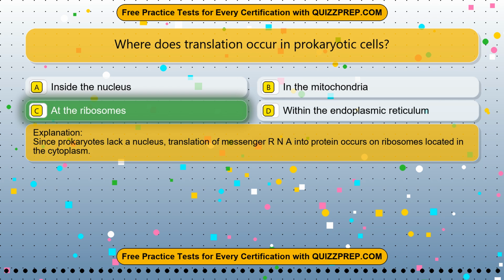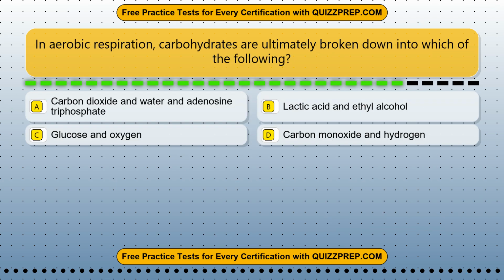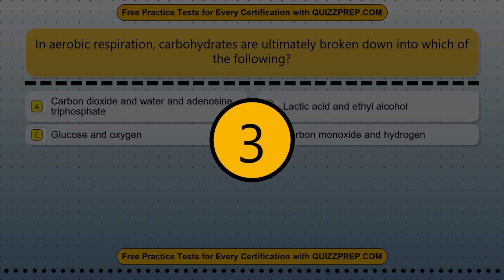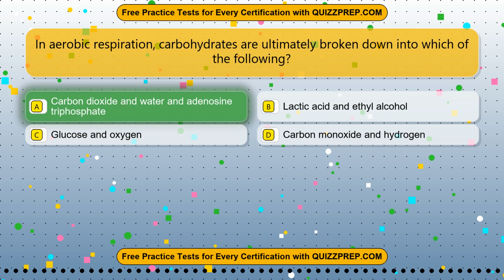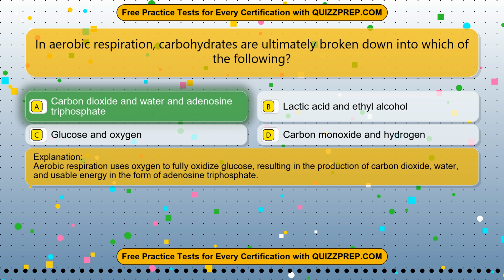cytoplasm. Question 14. In aerobic respiration, carbohydrates are ultimately broken down into which of the following? Option A. Carbon dioxide and water and adenosine triphosphate. Option B. Lactic acid and ethyl alcohol. Option C. Glucose and oxygen. Option D. Carbon monoxide and hydrogen. The correct answer is option A. Carbon dioxide and water and adenosine triphosphate. Aerobic respiration uses oxygen to fully oxidize glucose, resulting in the production of carbon dioxide, water, and usable energy in the form of adenosine triphosphate.